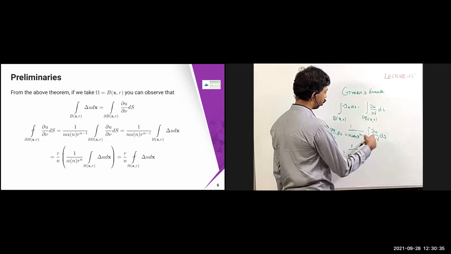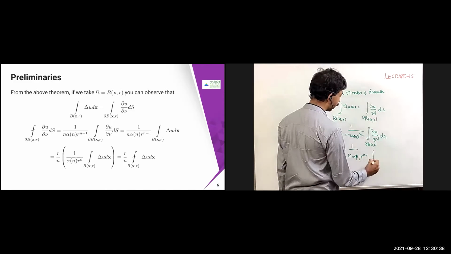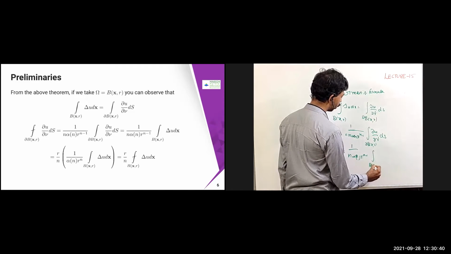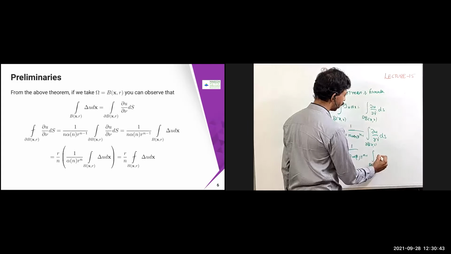Now I know this one, dou B of x comma r is this one. This is going to become the integral over B of x comma r of this one, so del u dx is going to be there.